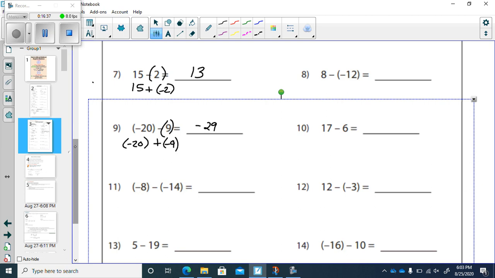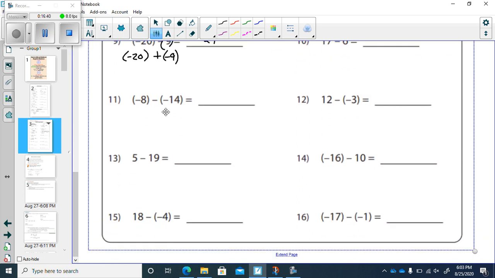Okay? Let's look at 11. Negative 8 minus negative 14. Negative 8 is where you start. You're adding the opposite of negative 14, which is a positive. Whenever you have different signs, you find the difference. 14 minus 8 is 6. And in this case, the one with the largest value is 14. If you're not sure, start on your number line at negative 8 and add 14 to it. Go up 14, and if you count up 14, you're going to get up to 6. 5 minus 19, that's the same as 5 plus a negative 19.